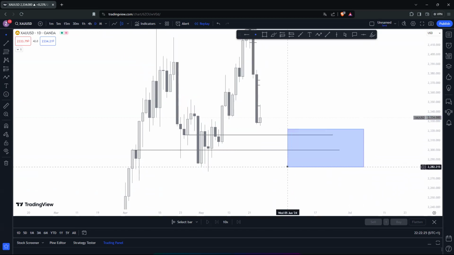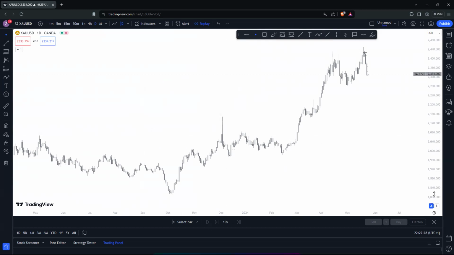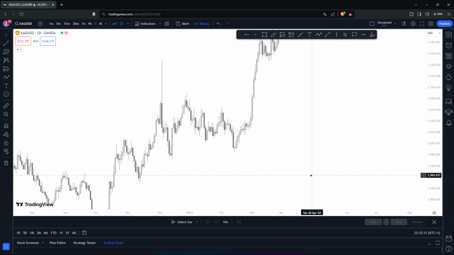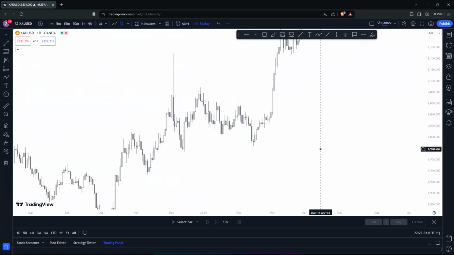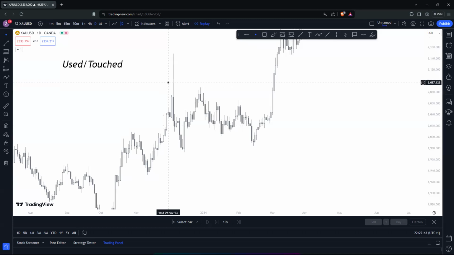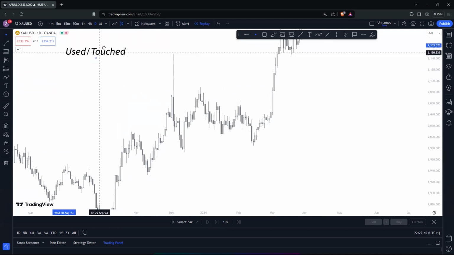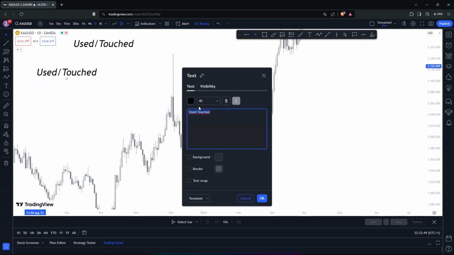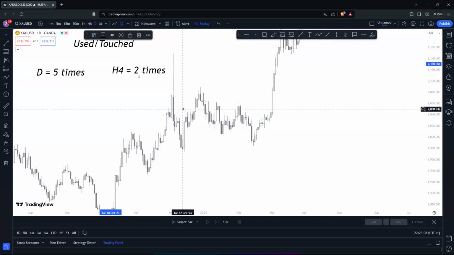Okay, now here's the saucy part. I'm going to explain that very, very well so you guys don't get confused. What's the 5 times and 2 times rule for the daily and H4? For now, you guys don't know the difference between used and touched yet because I did not explain that. But just for the daily, remember that it is 5 times. For the H4, remember it is 2 times. H4 or less.